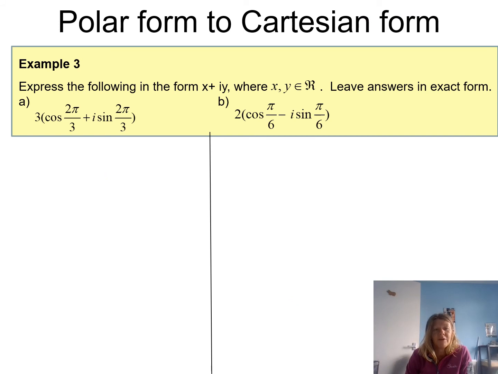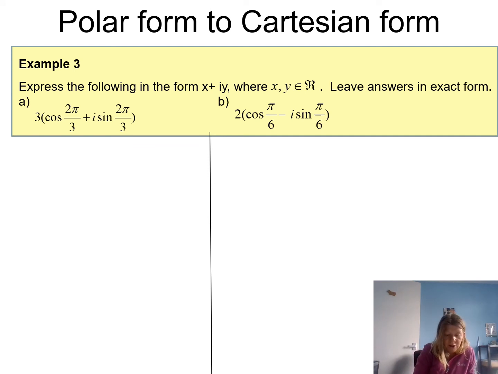Okay, example 3. Express the following in the form x plus iy, where x and y belong to the reals. Leave your answer in exact form. Well, the best job here is to use your calculator, really. Just plug it in the machine. Or you could do modulus is 3, argument is 2 pi by 3, and use your calculator by pressing A plus iB, but really it's just easier to type the thing in.